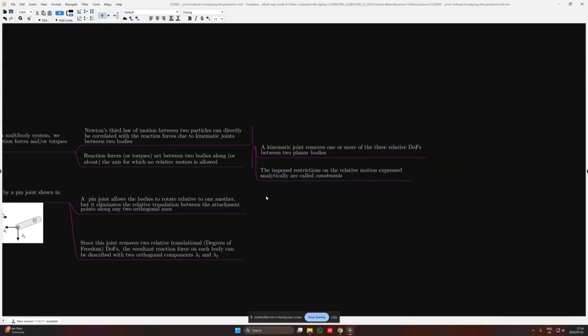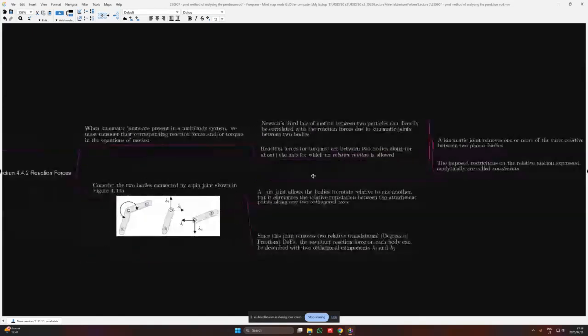And then we can also allow rotation about the Z-axis, and that is known as our third degree of freedom. So what a kinematic joint essentially does is connect two bodies at the expense of removing 1 or 2 or all 3 degrees of freedom between these two planar bodies. The imposed restrictions on these relative motions are then expressed analytically, and we can call them constraints.